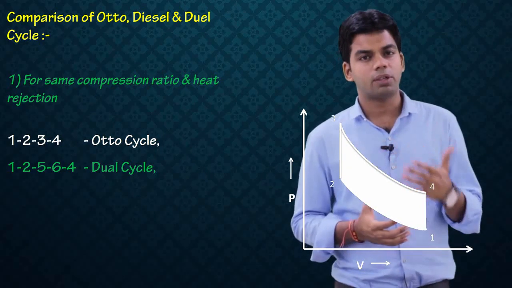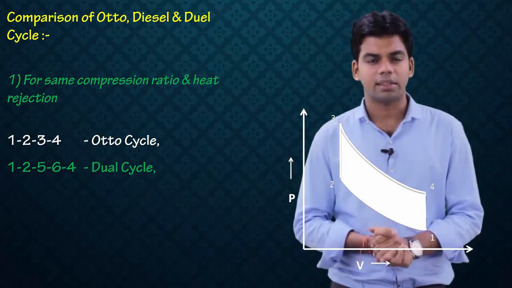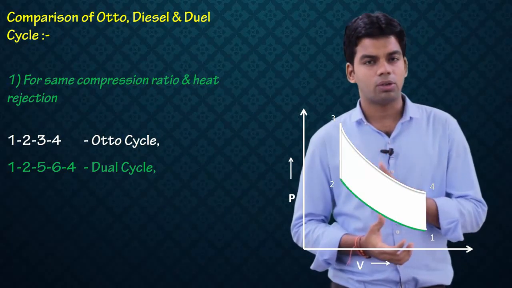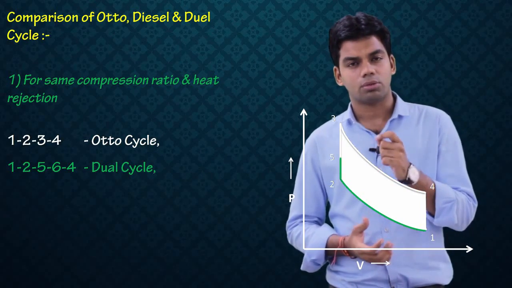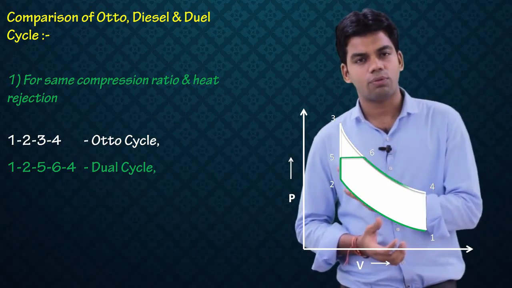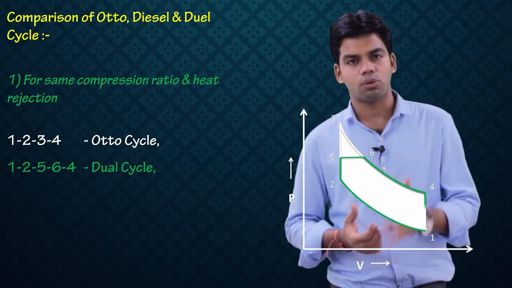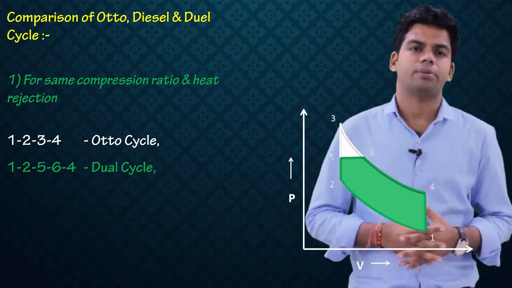Okay, so how can we draw the dual cycle now? So you can see the dual cycle in green color here. So the 1 to 2 will be same. Then 2 to 5 is constant volume heat addition. 5 to 6 is constant pressure heat addition. Then 6 to 4 is expansion, and then 4 to 1 is heat rejection. So here in green you can see the dual cycle.